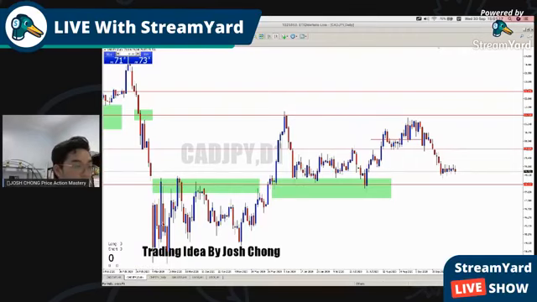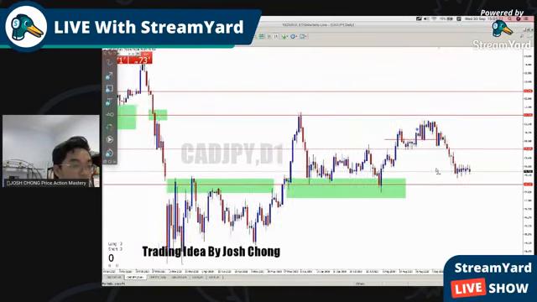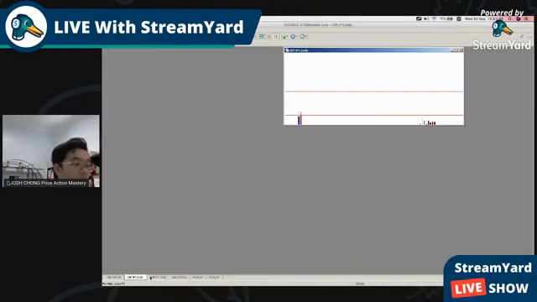So as we can see, CAD yen, market drop, and then market just struggle, and another drop is going to happen soon. It can just retrace up to this level and drop, or even drop to this level. This level will attract a lot of buyers coming in over that area.